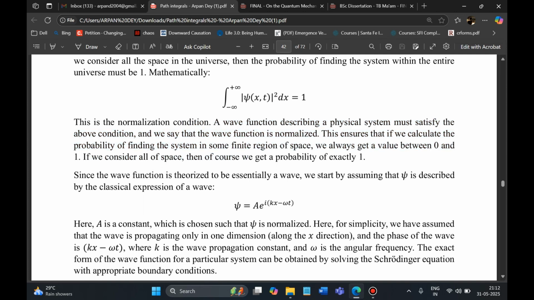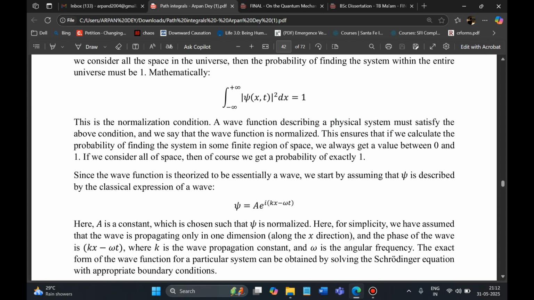And a wave function describing a real physical system must satisfy the above condition. Otherwise, we cannot say it's a real physical system. So we see that the wave function must be normalized. And this ensures that if we calculate the probability of finding the system in some finite region of space, we always get a value between 0 and 1. Now, if we consider all of space, then of course we get a probability of exactly 1.